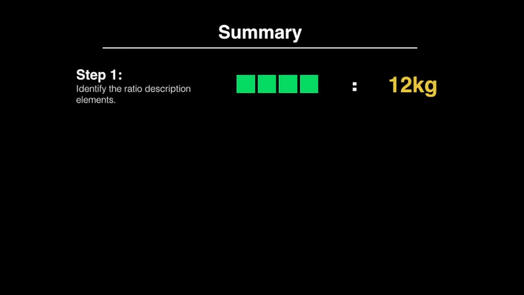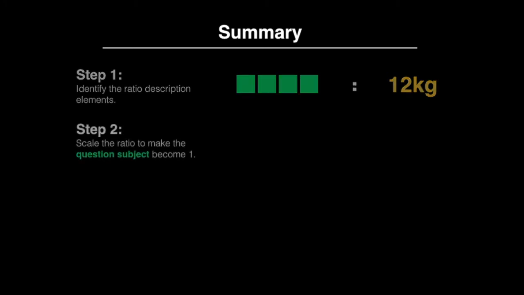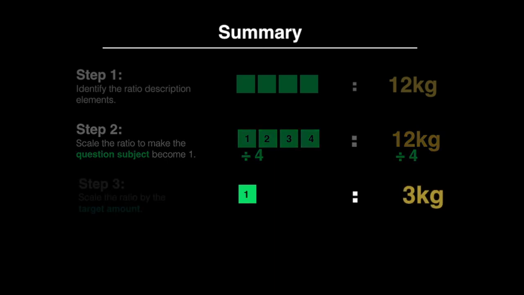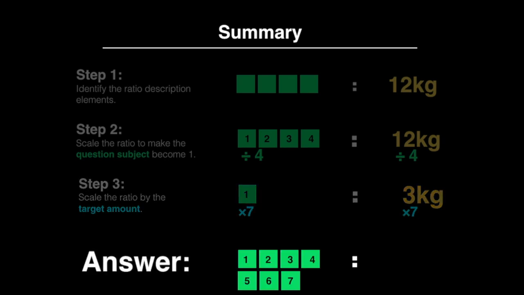A quick summary of how the divide and conquer strategy is applied to solving ratio problems. Step 1. The ratio description is defined. Step 2. Division is used to scale the entire ratio against the question subject, providing measurements relative to 1 unit of the question subject. Step 3. Multiplication is used to scale the entire ratio against the target amount, resulting in the answer to the question.